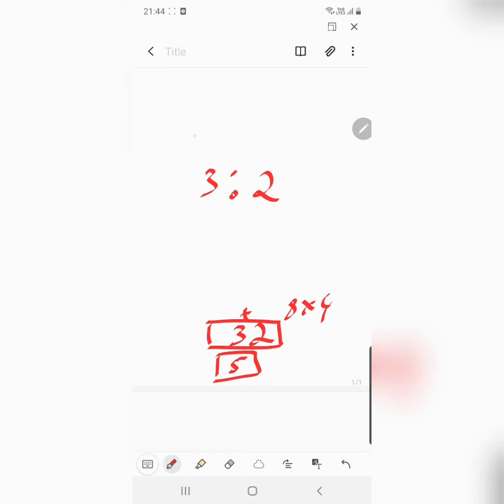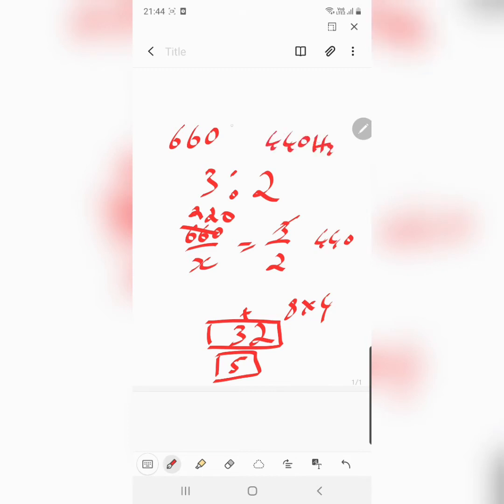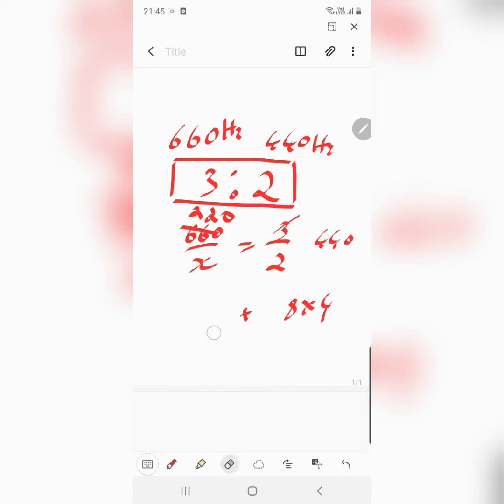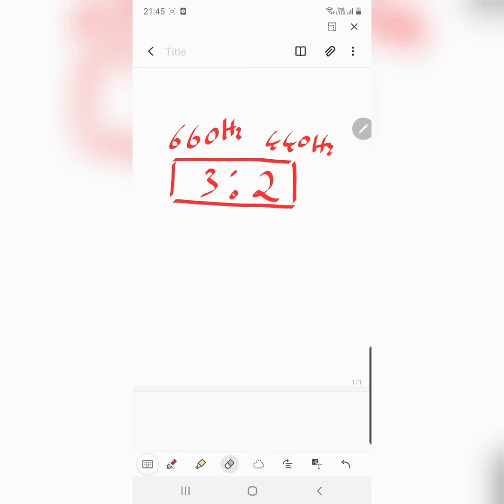ratio of frequencies. Say if this is 660, 660 divided by x is equal to 3 by 2. That's 220, 440, 440 hertz. 660 hertz and 440 hertz would be frequencies in the perfect fifth, a set of frequencies that in music is significant, like an octave.